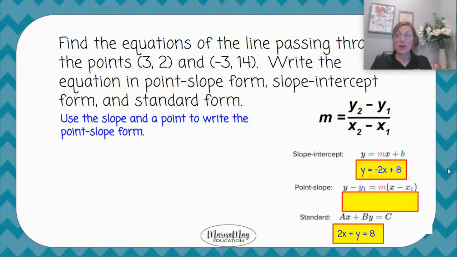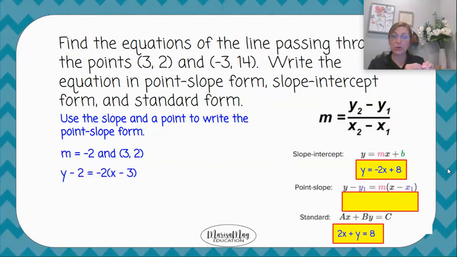We're going to use the slope. Remember, we already found it to be negative 2, and a point that we are given in order to write the point-slope version of this line. So I'm going to use m as negative 2 and I'm going to use (3, 2) as my point. And you'll notice I replace the y1 with the 2, I replace the x1 with the 3, and this is my point-slope version of this line.